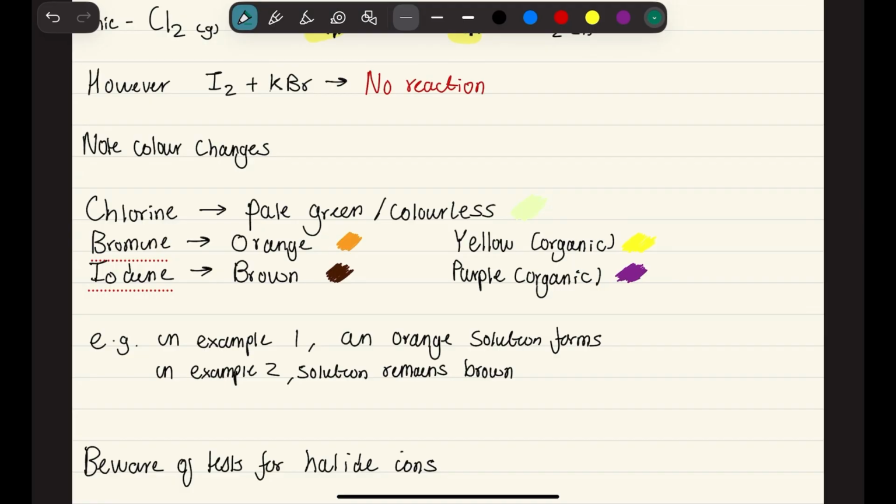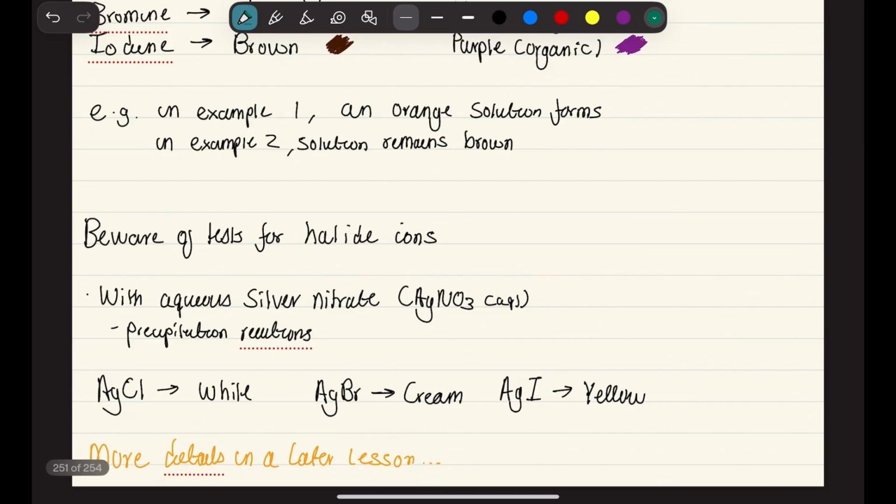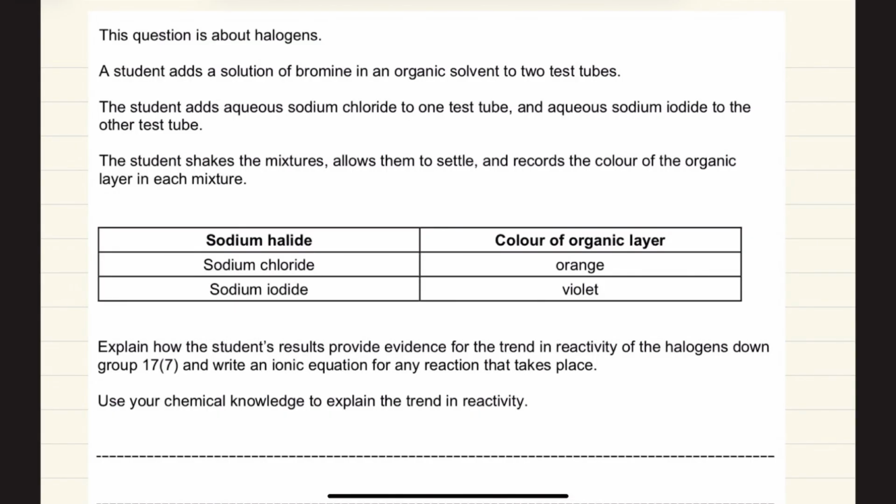It stays brown. Cool. Just be aware also for tests of halogens. We will cover this in a later video, but I just thought it was good to know. You're reacting with aqueous silver nitrate and a precipitation reaction will occur. So a chloride precipitate is white, bromide green, and iodide is yellow. Hope that makes sense.